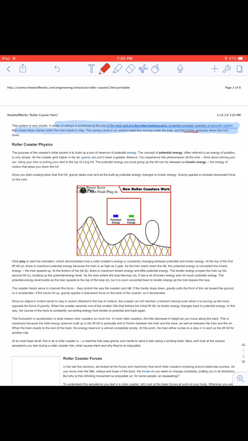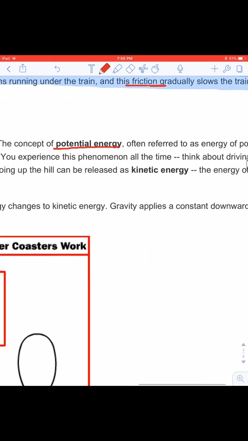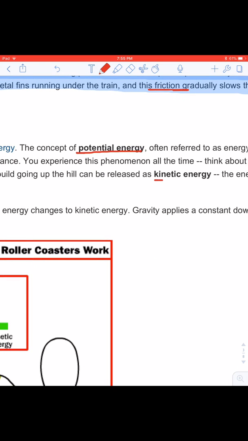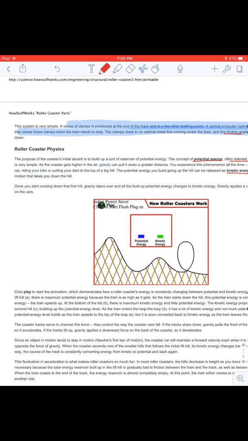Well, right there it looks like we have some good vocab words. So I'm going to zoom in here and I'm going to underline potential energy and kinetic energy. Potential energy, it says, is often referred to as energy of position. I'm going to go ahead and underline that so that we know what that definition is. And kinetic energy is the energy of motion.